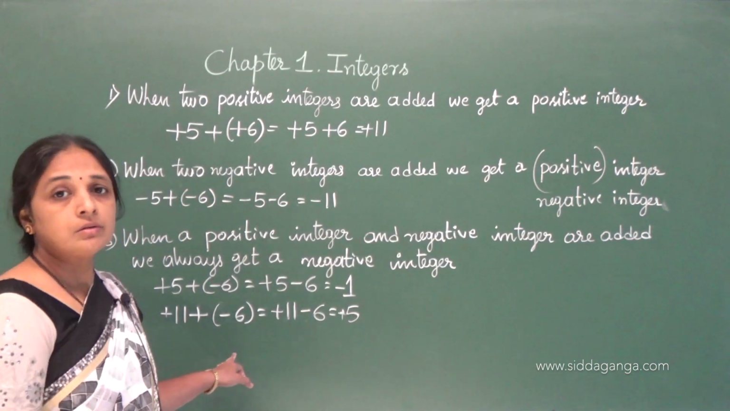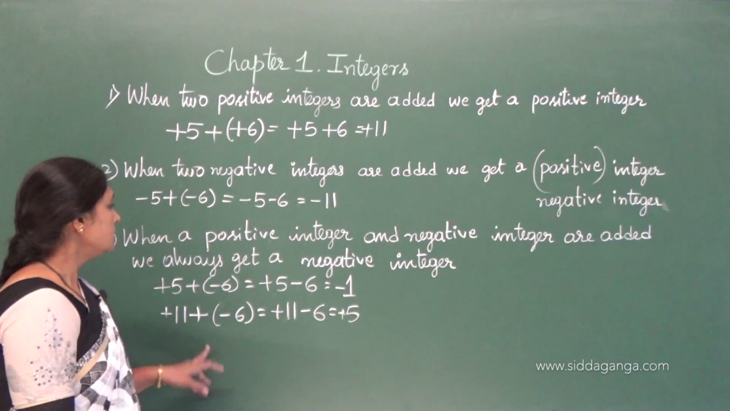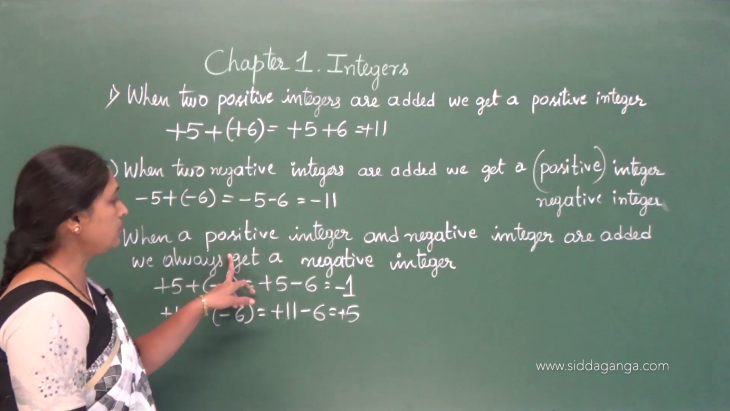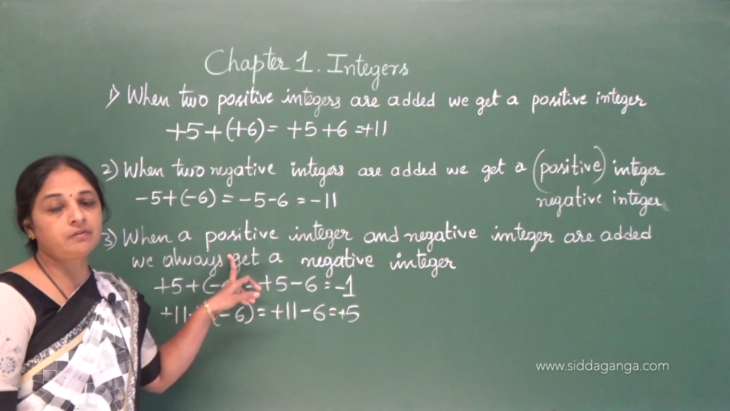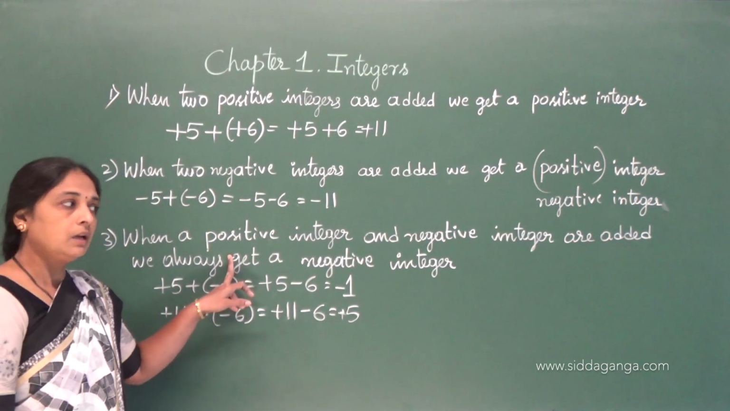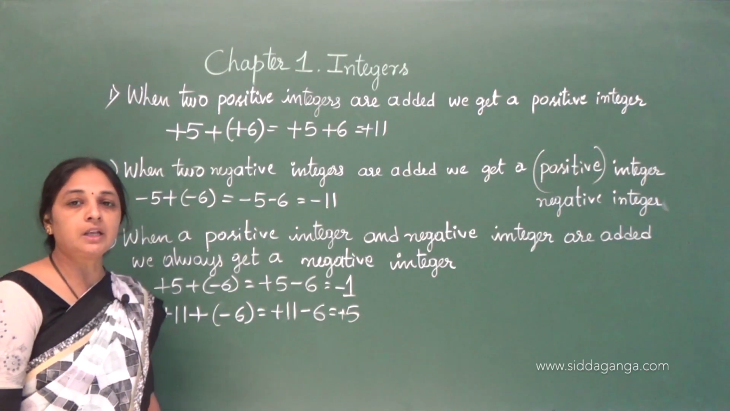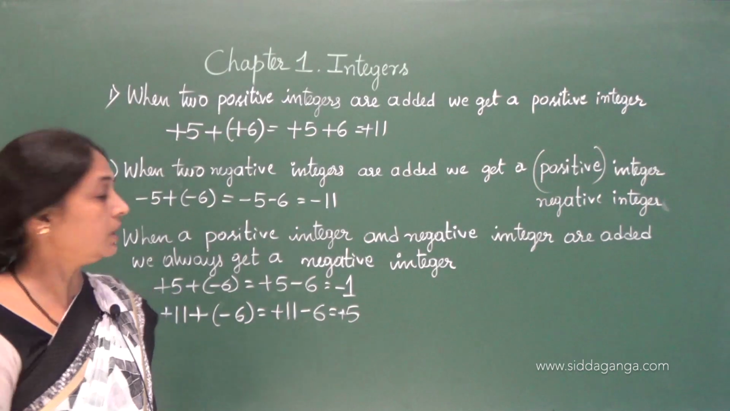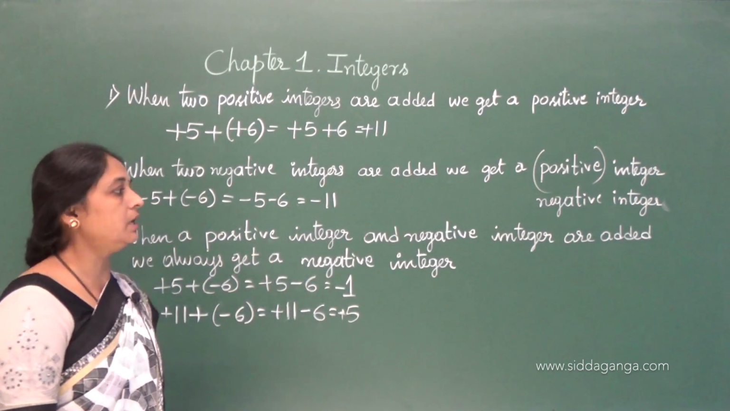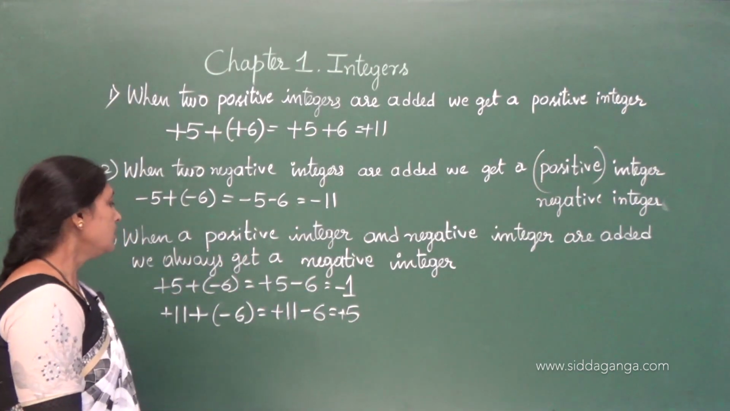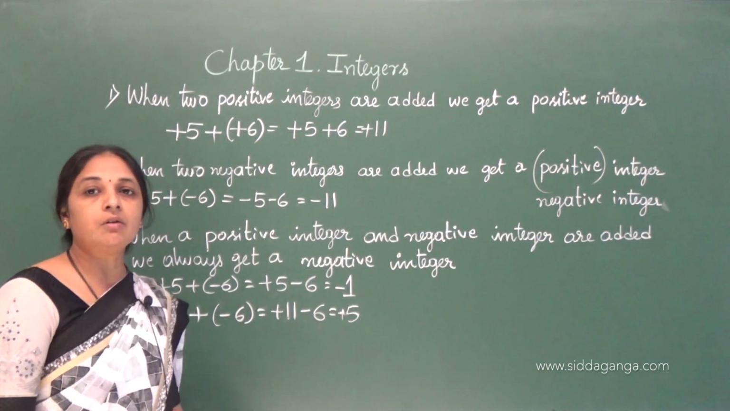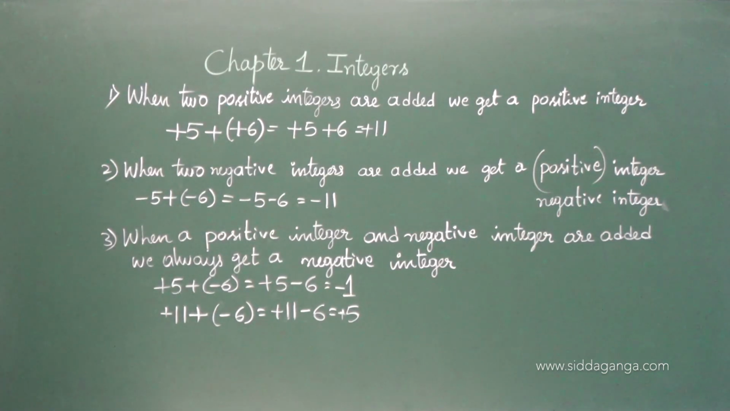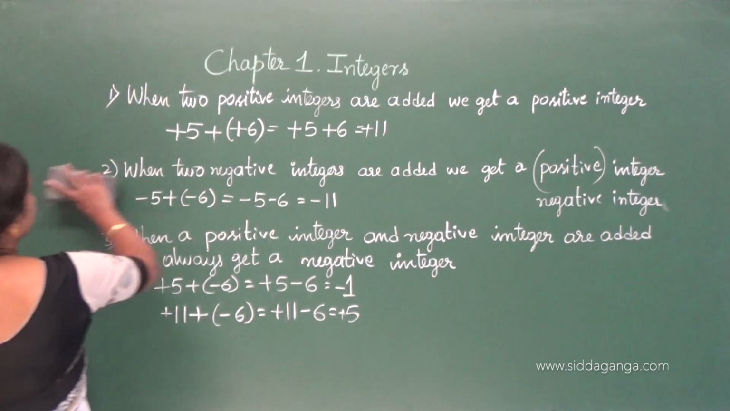Then what do we conclude? Here we can conclude that it's an incorrect statement. The correct statement that we can say is, it's not always a negative integer, it may be a negative or positive integer. When a positive integer and a negative integer are added, we may get a negative or positive integer. Okay, let's move to the fourth statement.